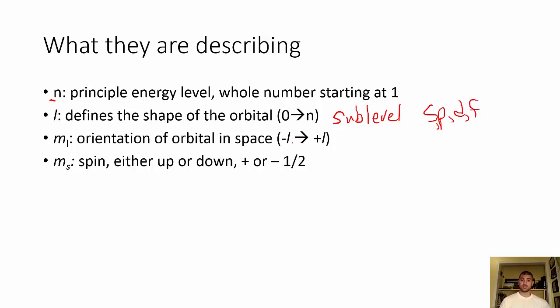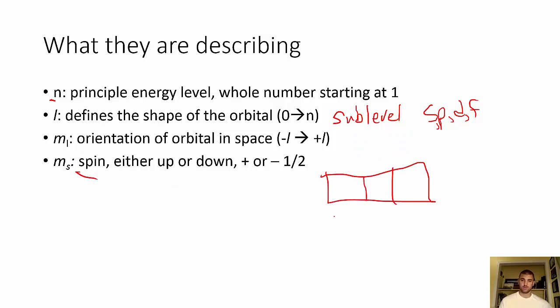ML is describing the orientation of the orbital in space. It's basically if you're doing the box diagrams, which is there's some horrible boxes right there. This one is going to say which box it is in. Is it in this box? Is it in this box? It's going to tell you which box it's in. And the MS is going to tell you the spin. It's either spin up or spin down.